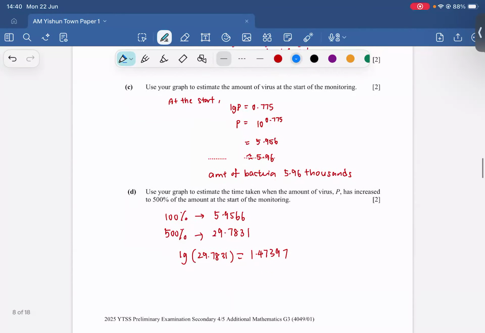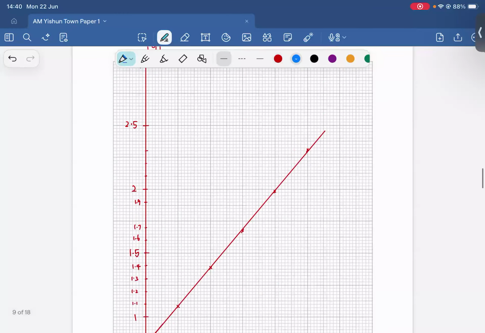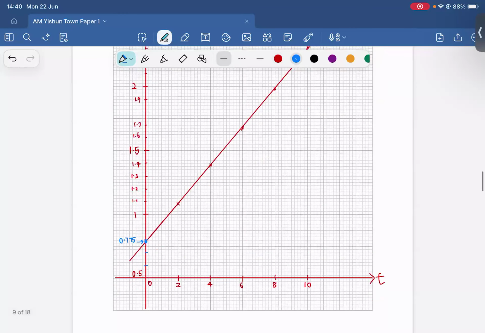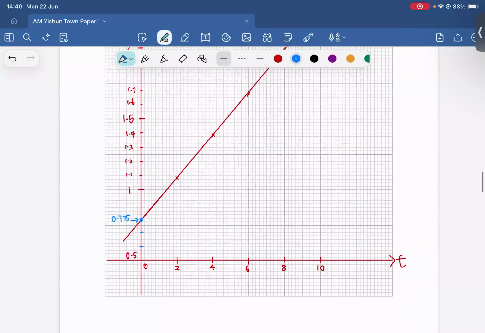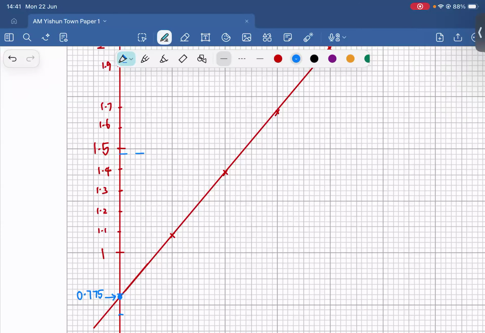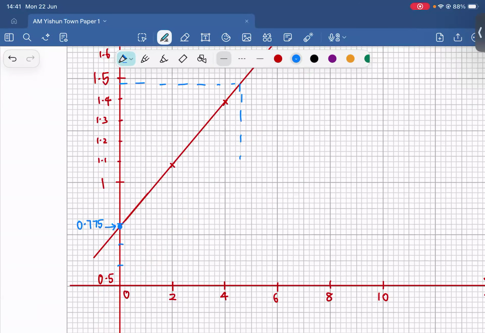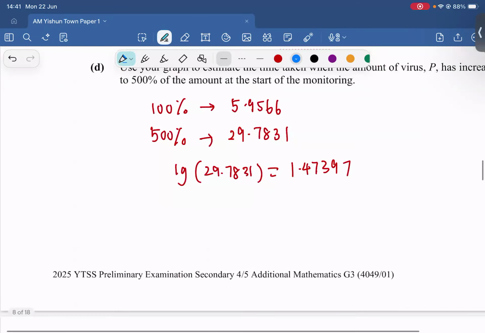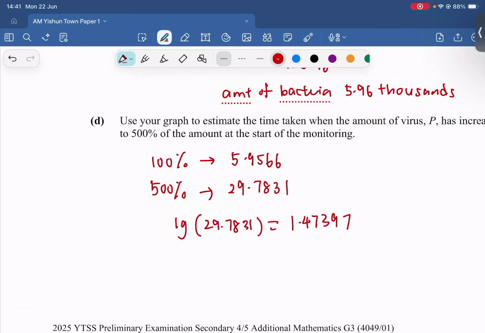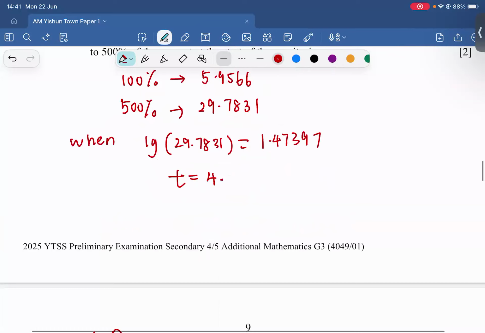So when is 1.4739? It's near 1.5, so it's around here. So what do we get? This value here is 4.6. So t equals 4.6.